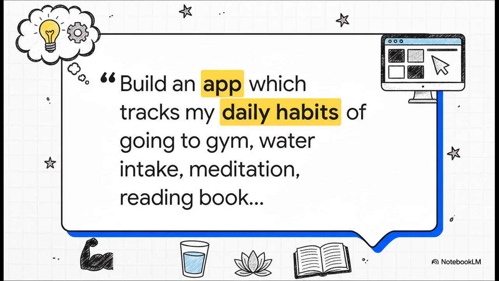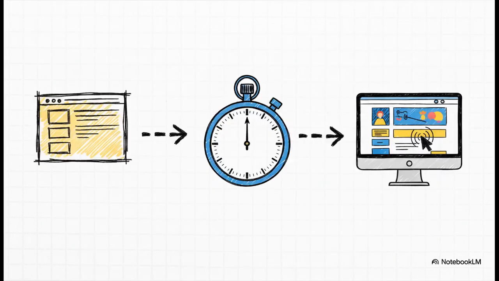I mean, look at the actual prompt used here. It's just a regular sentence, you know? It's just outlining the features for the habit tracker: gym, water intake, meditation, and all that. And the result? It's ridiculously fast. In about a minute, you don't just get a static image, like a screenshot. Nope, you get a polished, interactive design that you can actually click around in and explore.